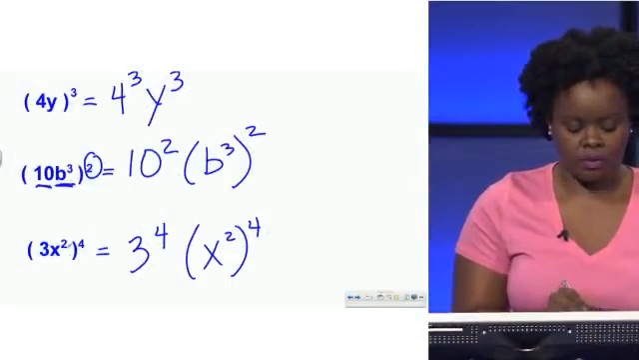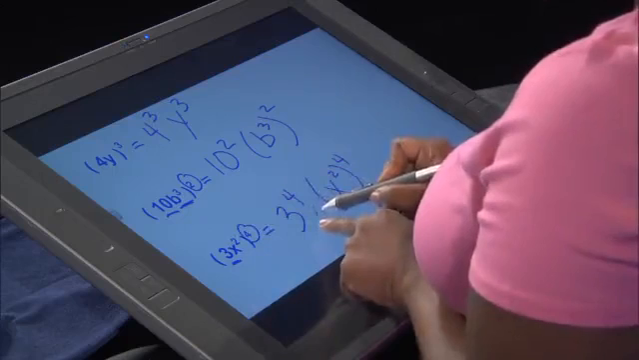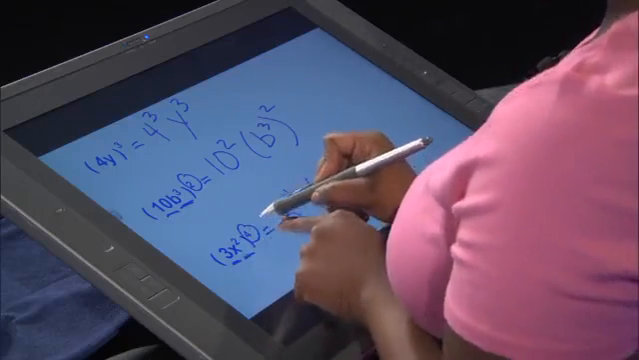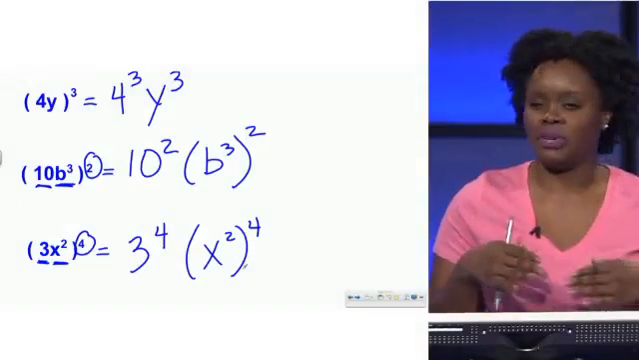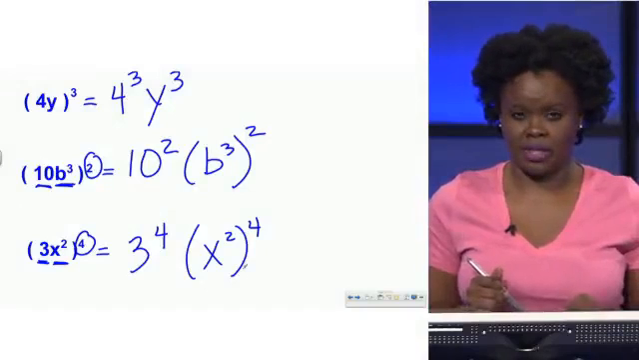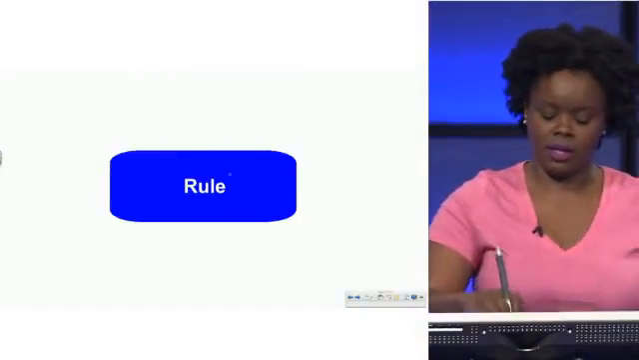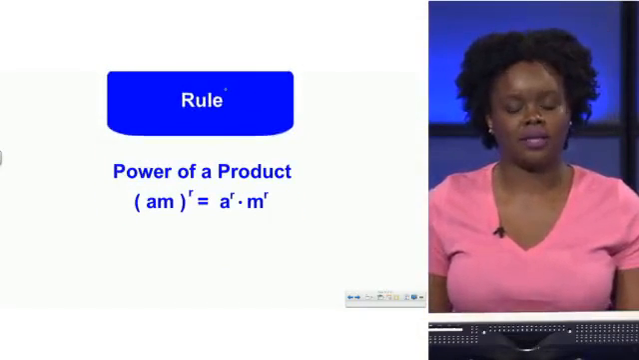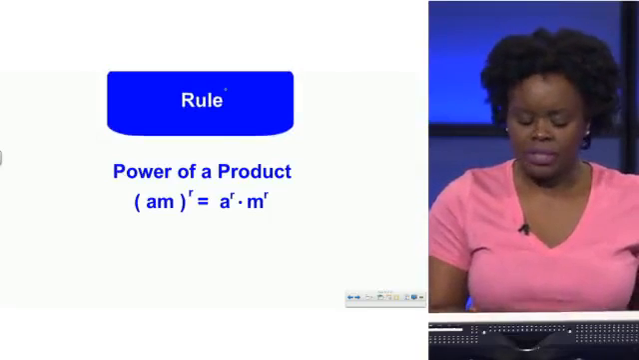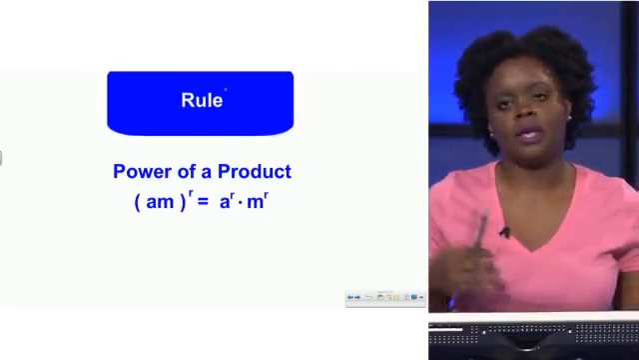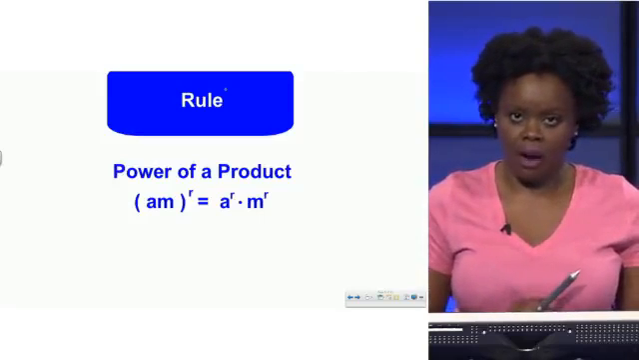Look at that last one, right? (3x squared) raised to the 4th power. So we took that 3 and raised it to the 4th power for this part. And we took that x squared and raised it to the 4th power for this part, right? So it's like you're distributing your exponent throughout the terms inside your parentheses. That rule is known as the power of a product. So if you have a product that you have to raise to some power, just split the factors of your product up and raise them to that power initially. And that's a shortcut to solving these problems that involve a power of a product.